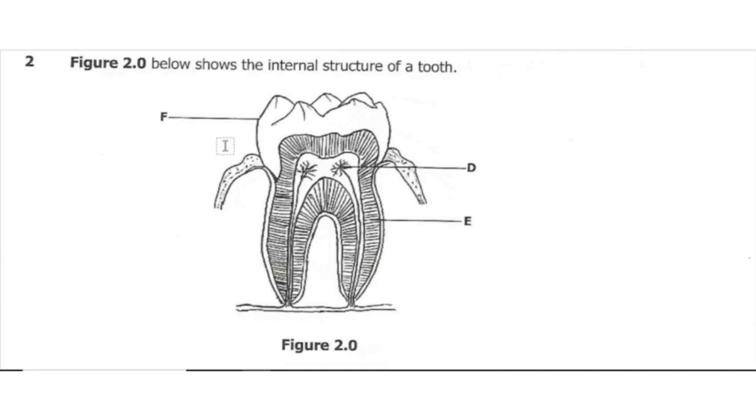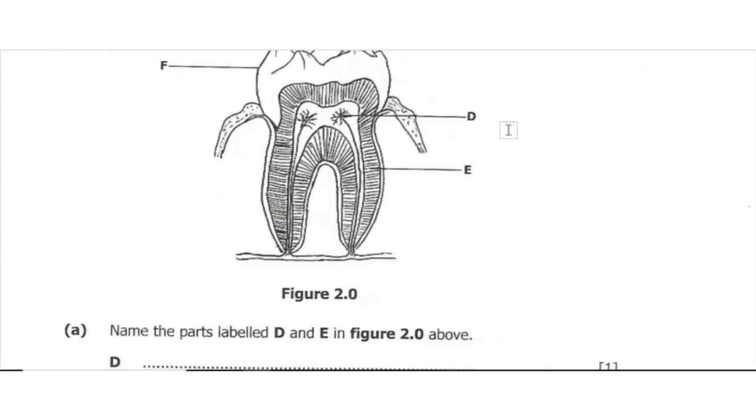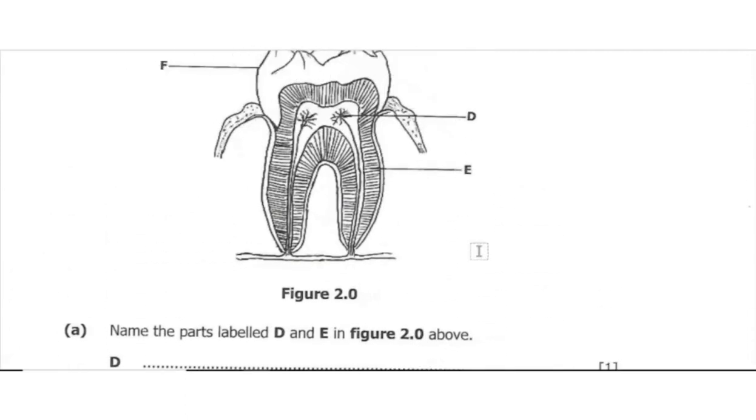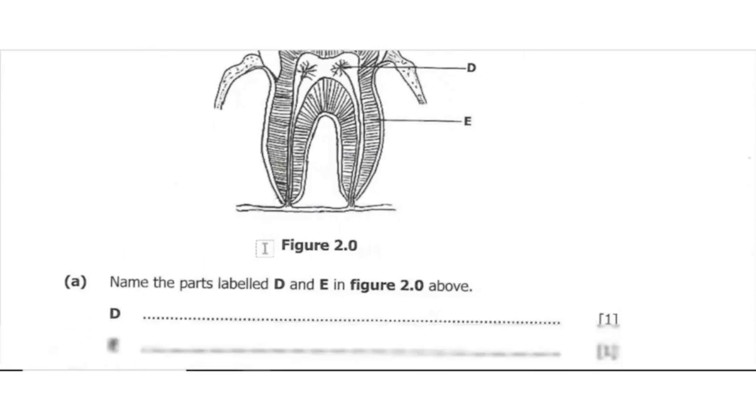Okay, so we go to question number 2, which is: figure 2.0 below shows the internal structure of a tooth. Those are the parts. So we study the diagram, then we go to the questions. Name the parts labeled D and E in figure 2.0 above. I'm not going to write here because I wasted time before, after naming these, coming and naming them down here. So I'm not going to waste time doing that.